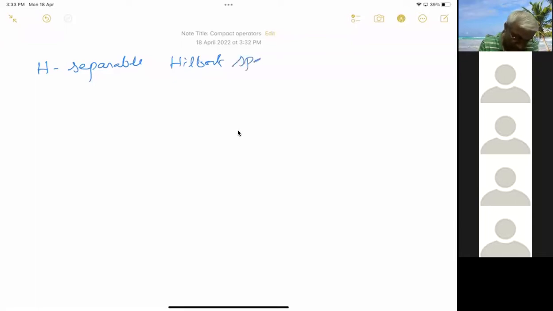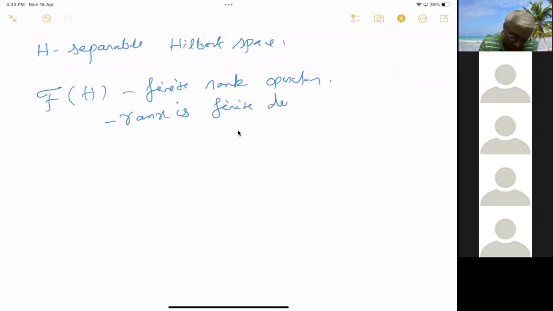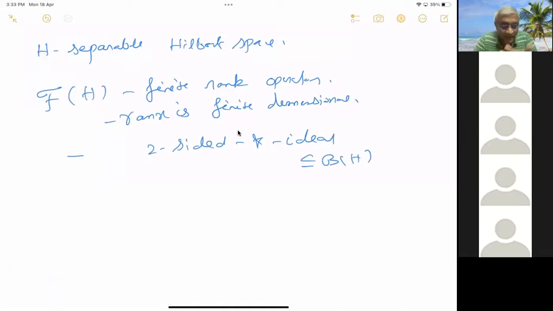The Hilbert space. Okay. Then we define the finite rank operators. So this means range is finite dimensional. Then we proved that this is a two-sided star ideal. Two-sided star ideal contained in B of H, which is a ring. It's an algebra, a vector space as well as a ring. So in that ring, it's an ideal.